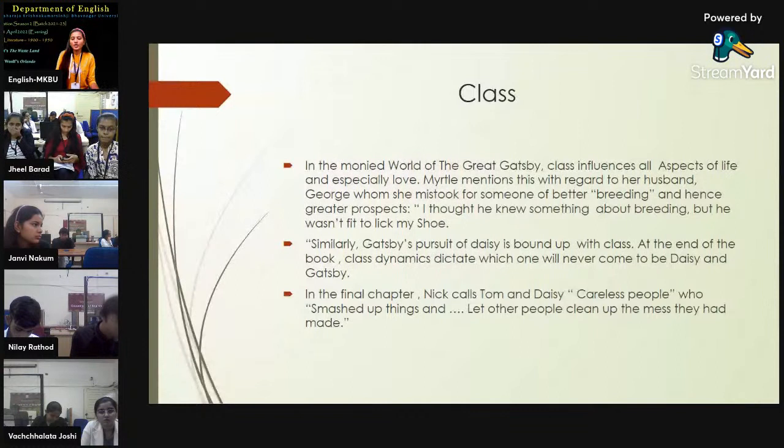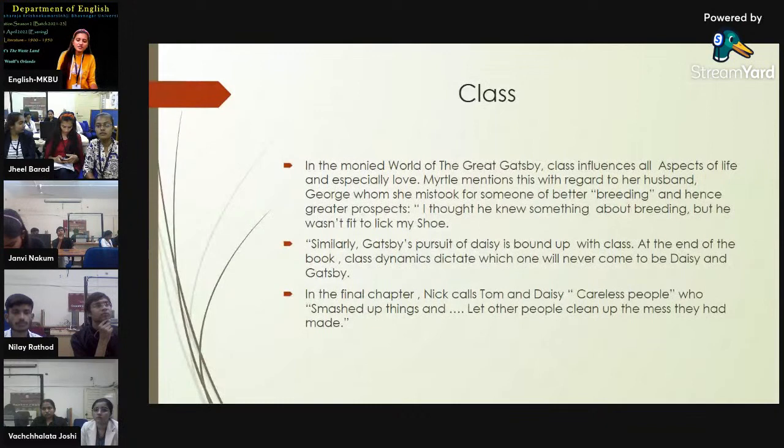In the final chapter of the novel, Nick calls Tom and Daisy careless people, who smash up things and let other people clean up the mess. Because Nick realizes that Tom and Daisy went to a new city after the death of Gatsby. They take things and give no news. He went to a new city and a new house.